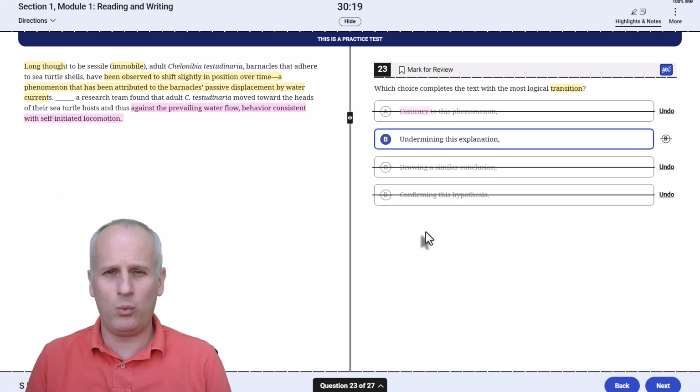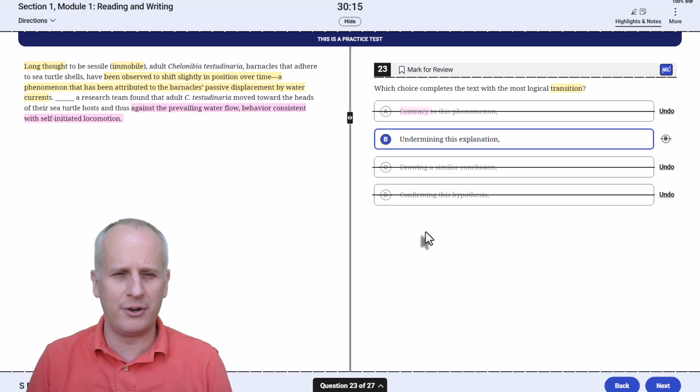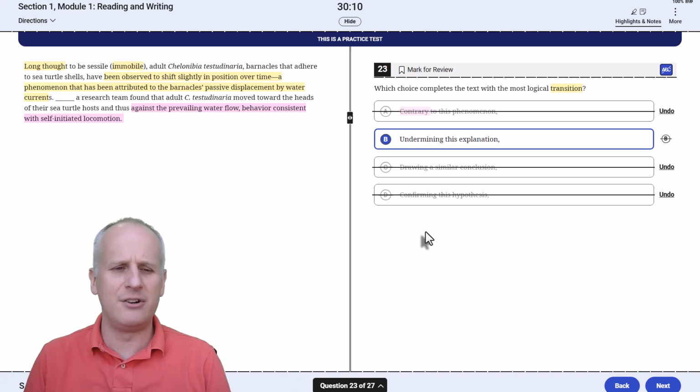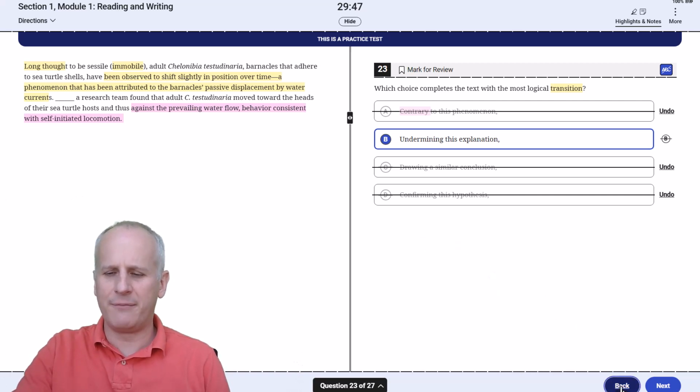Just for this example in this video, we'll read our transition to confirm overall narrative coherence. Long thought to be sessile or immobile, adult CT barnacles that adhere to sea turtle shells have been observed to shift slightly in position over time, a phenomenon that has been attributed to the barnacle's passive displacement by water currents. Undermining this explanation, a research team found that adult CT moved toward the heads of their sea turtle hosts and thus against the prevailing water flow. Behavior consistent with self-initiated locomotion. I would say that captures the overall narrative pretty well.